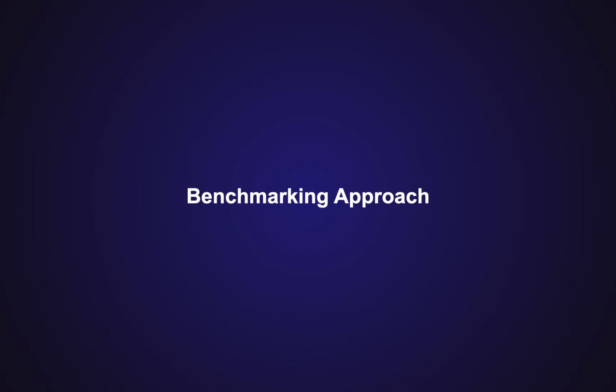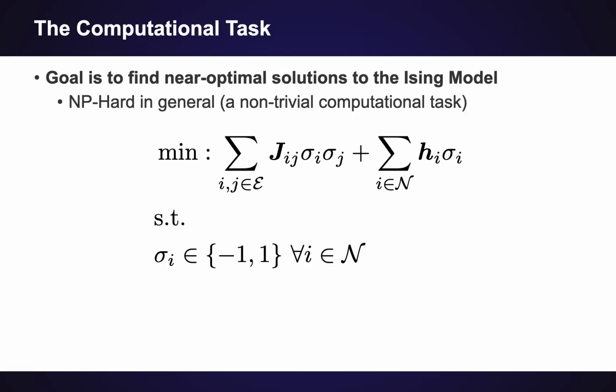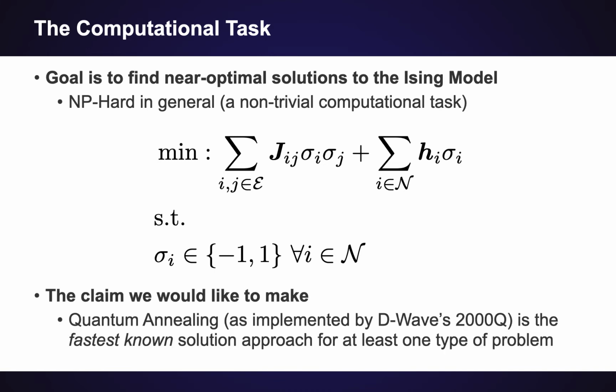We'll begin with the benchmarking approach. The computational task at hand is to find optimal or near-optimal solutions to this particular Ising model optimization problem. It's NP-hard in general, so this presents a non-trivial computational task. Our goal is to claim that quantum annealing, or some kind of D-Wave-based algorithm, is the fastest known solution approach for this type of problem. It is not trying to make a theoretical claim; this is a purely empirical claim based on experimentation.